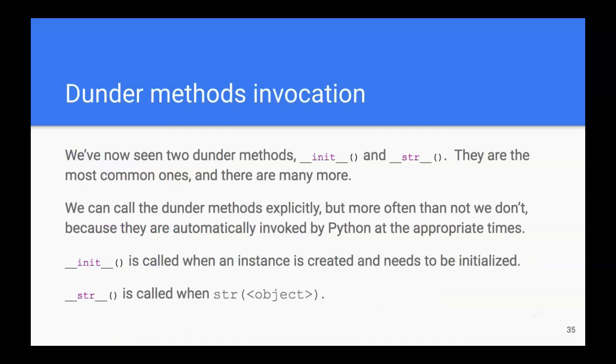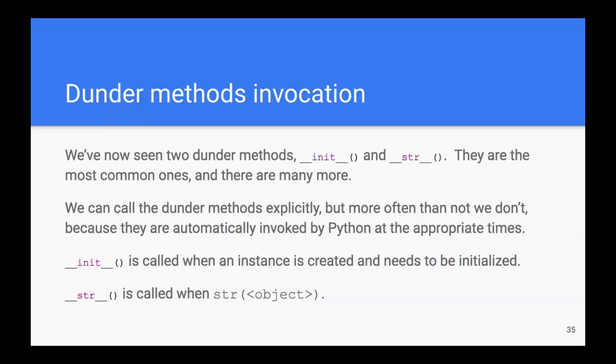So that's how it works. Just another word about these dunder methods. We've now seen two of them, dunder init and dunder string. I show them right now because they're the most common ones, and there are actually many others that we might study later, either in this class or in a later, different course like 3B.